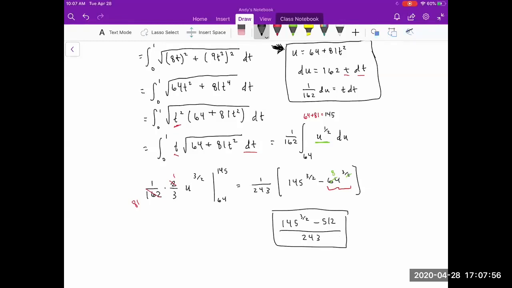Now 145 you can divide by 5 and you get 29, so you can't simplify the square root of 145. You could write 145 to the 3/2 as 145 times the square root of 145 if you like, but I think the 3/2 power looks a little nicer in my opinion. Anyways, so that was A.